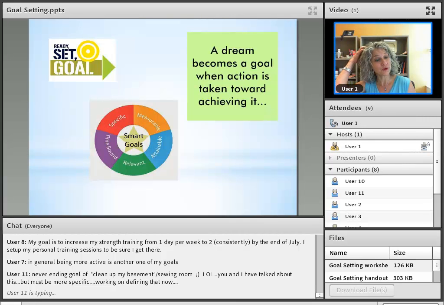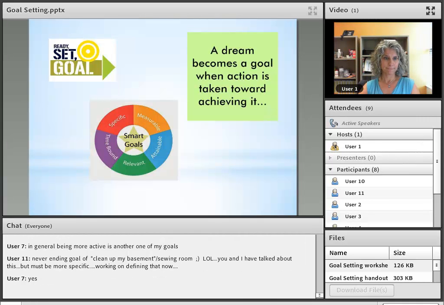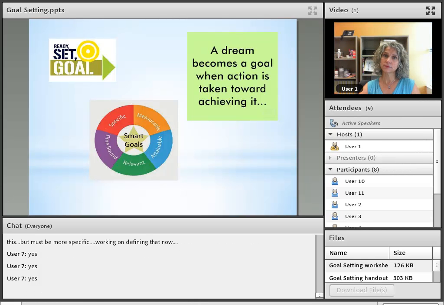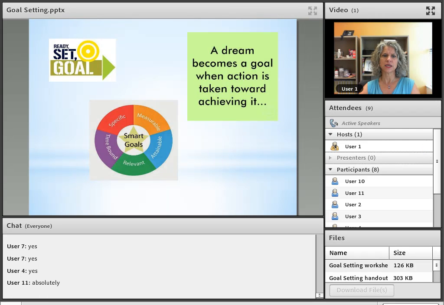Let's run her goal through the SMART format. Okay, Bridget's goal is to increase her strength training from 1 day per week to 2 days per week specifically. And she has set up personal training sessions already to work toward that goal. All right, is the goal specific? Yeah. Is it measurable? Yeah, I agree. It is measurable. Is it attainable? Yeah, absolutely. Is it relevant to the overall plan? And is it realistic?